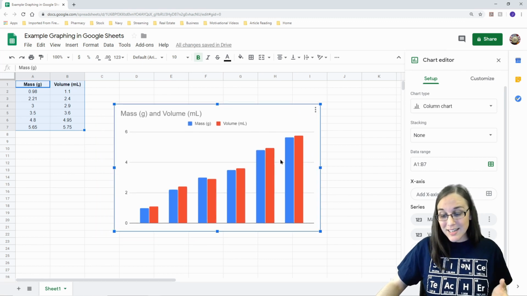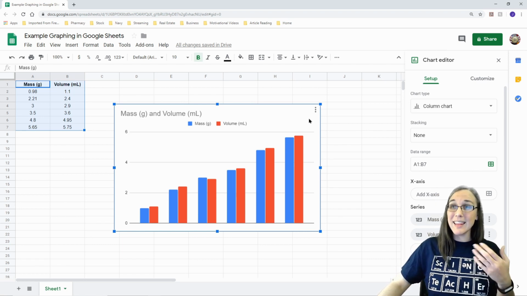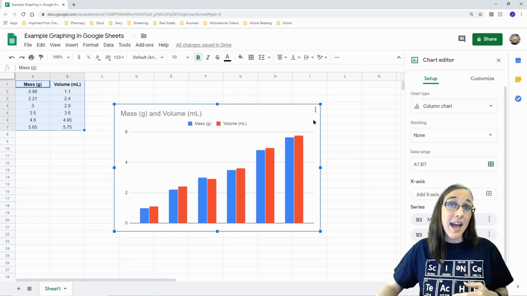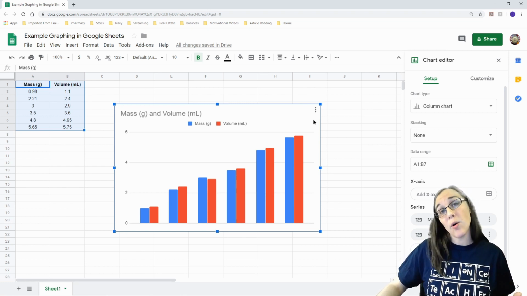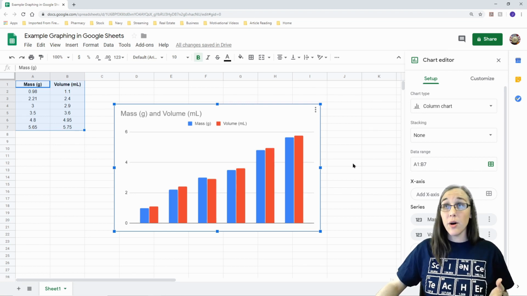I don't necessarily want a bar chart for this graph. I want a line graph in order for me to be able to tell y versus x, in order for me to get a slope. I can't do that here with a bar chart. So I need to change the chart type.